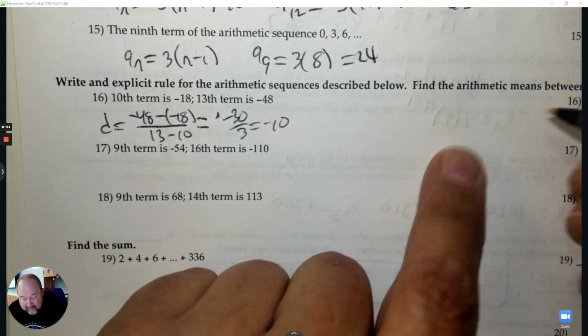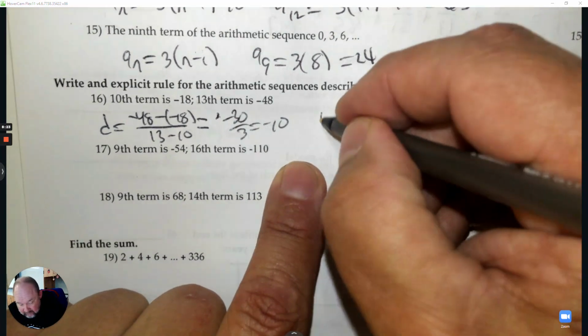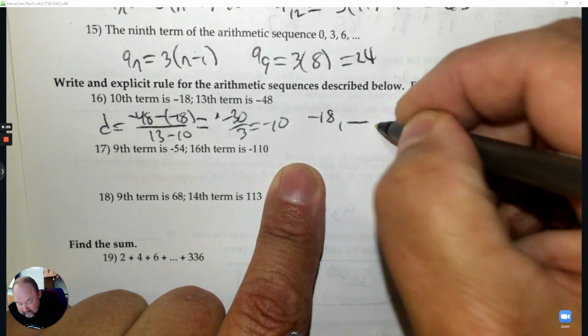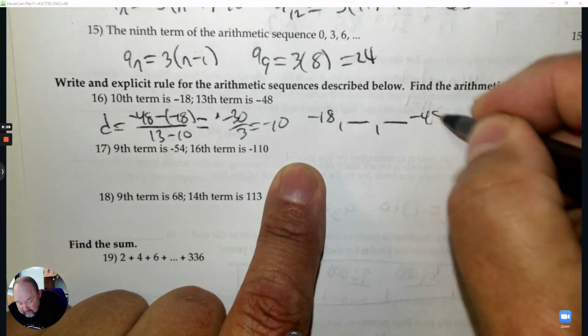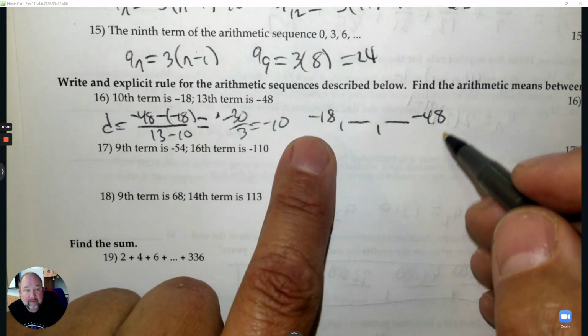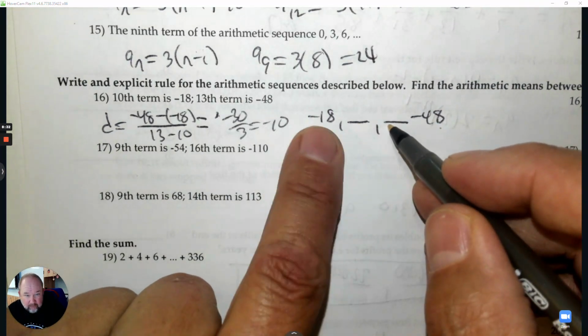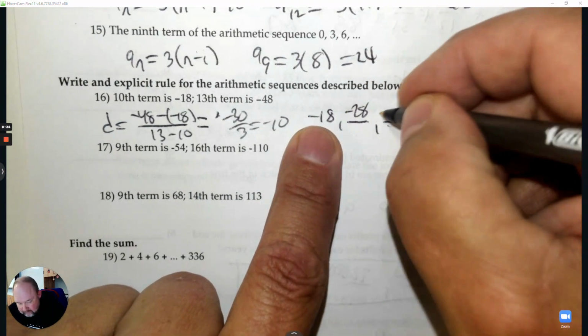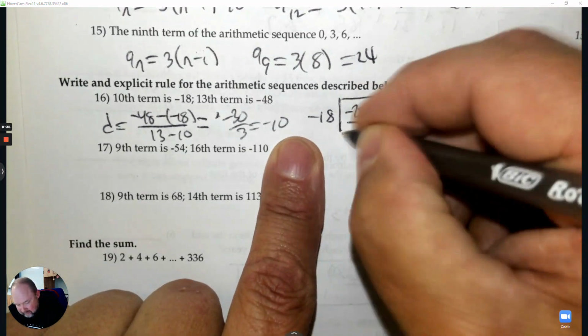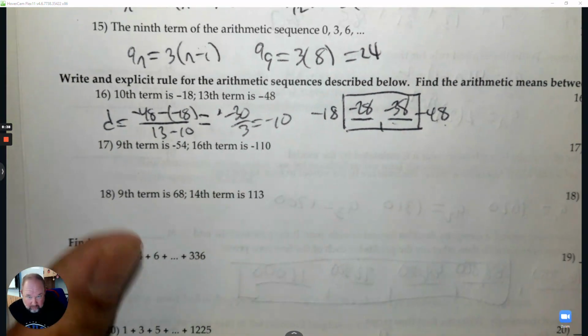And it says find the arithmetic means. So we have negative 18. There are 2, and then negative 48. So I'm looking for, between the 10th and the 13th, these two terms. So I'm going to subtract 10 and subtract 10. And those are my arithmetic means, the numbers in between what I'm given.